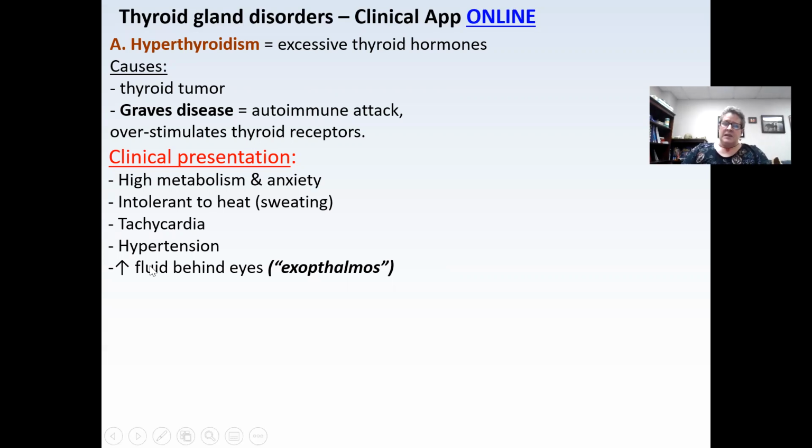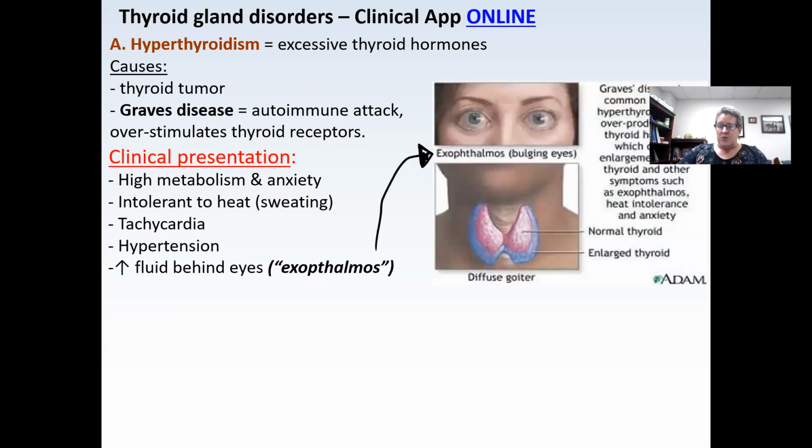Another thing that you'll see is fluid retention behind the eyes, and that causes the eyeballs to protrude out from the eye sockets, and that's called exophthalmos or bulging eyes. Okay, now with Graves' disease, you might see someone present with an enlarged thyroid gland called a goiter. Now, what's happening with a goiter is the immune attack is overstimulating the thyroid gland receptors. And what the thyroid gland does in response, since it's being overstimulated, it grows. Okay, it becomes larger. So that's one thyroid gland disorder.